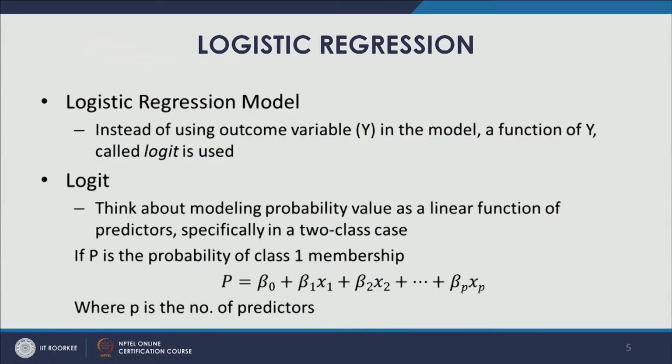So, therefore the probability value p can be expressed in this form as a linear function of predictors: beta 0 plus beta 1 x1 plus beta 2 x2 plus up to beta p xp, if there are p, small p, that is p number of predictors. So, what is the problem with this particular formulation? Let us discuss this.